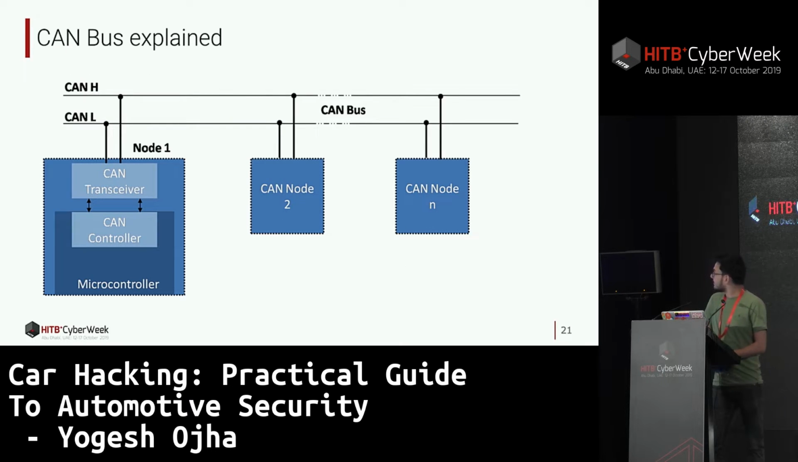So now let me explain how the CAN bus exactly works. This is how CAN bus works with two physical wires, CAN high and CAN low. It's communicating to each of these nodes. This is the way these nodes can communicate with each other.